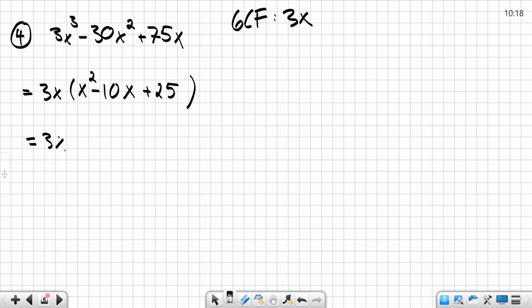Now what I'm left with is again a trinomial with leading coefficient 1. Actually, this is a special one, because the two numbers that multiplied together give you a positive 25 are negative 5 and negative 5. So, in other words, this factor shows up twice. I can leave it like this, but I could also write down x minus 5 squared.